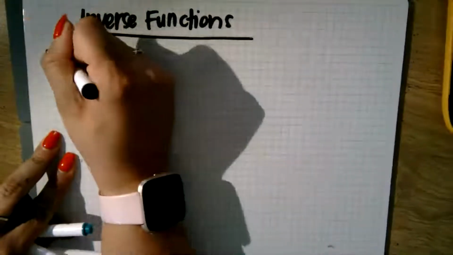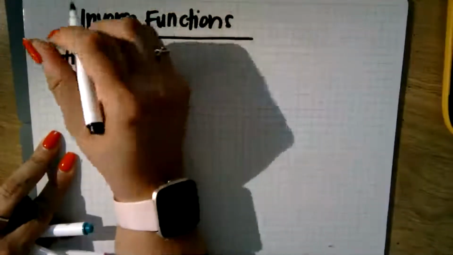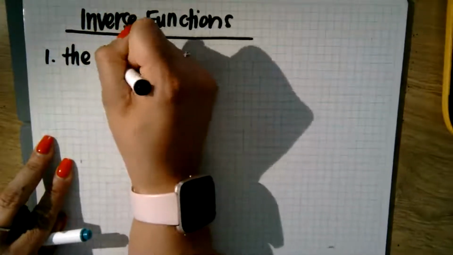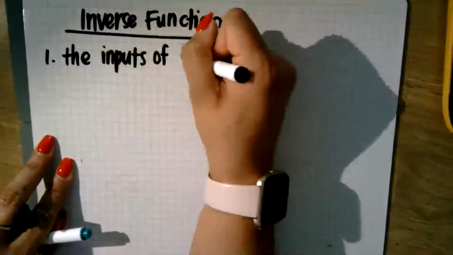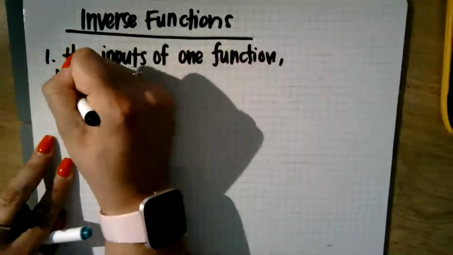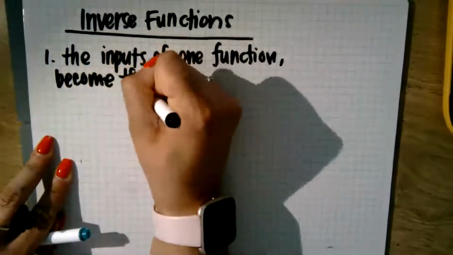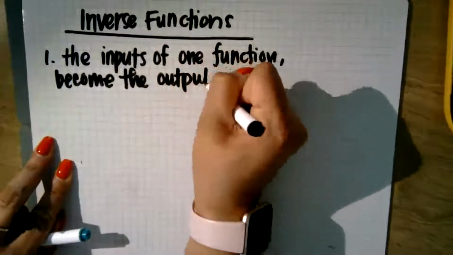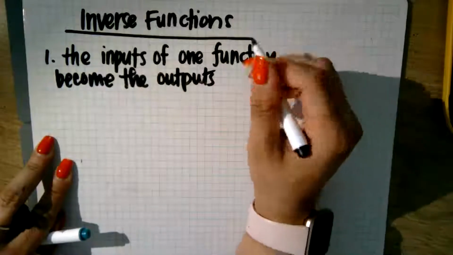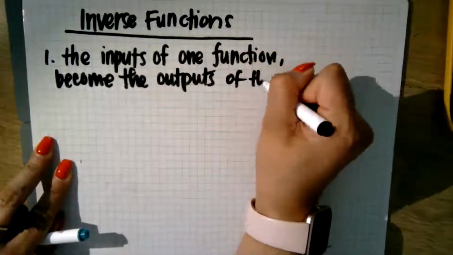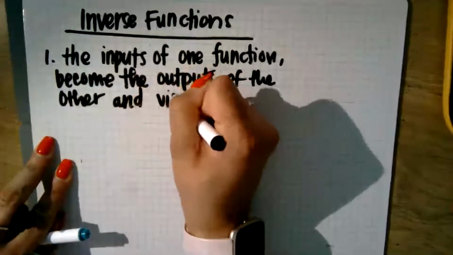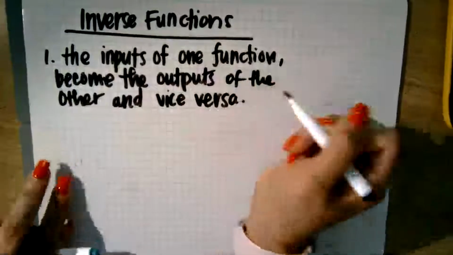First and foremost, two functions are inverse functions of each other if the inputs of one function become the outputs of the other and vice versa. So just doing a little overview of inverse function characteristics: the inputs of one function become the outputs of the other and vice versa. Okay, so I'm going to remember this because we're going to look at that.